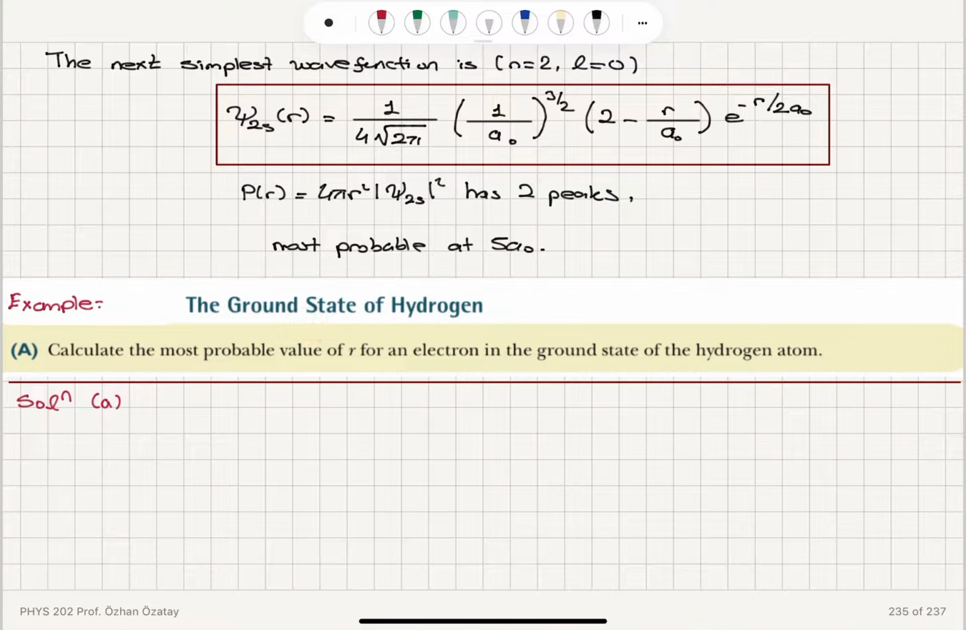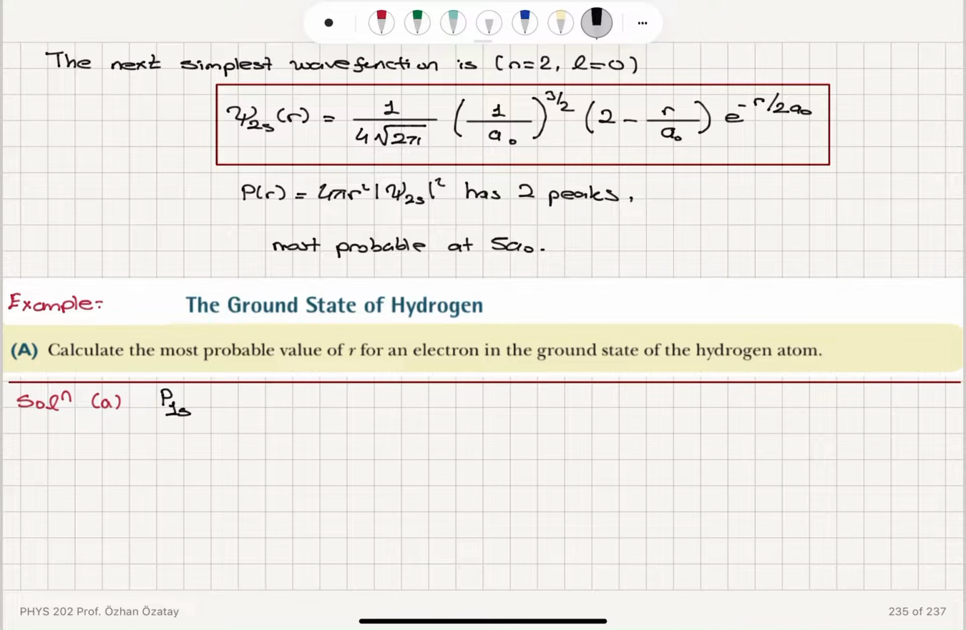The ground state of hydrogen. Part A, calculate the most probable value of the radial distance r from the nucleus for an electron in the ground state of the hydrogen atom.